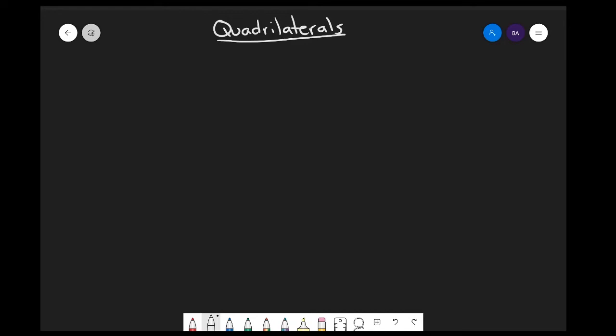Hi everyone, today we're going to be talking about quadrilaterals. So a quadrilateral is a fancy math word that means four-sided shape. And so when we think about four-sided shapes, the first one that probably comes to your mind is a square.